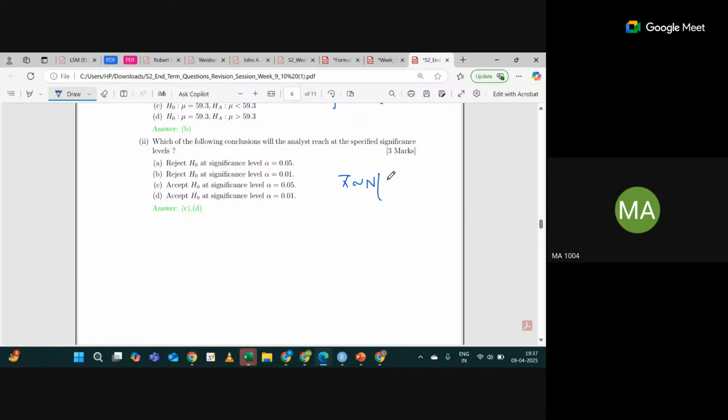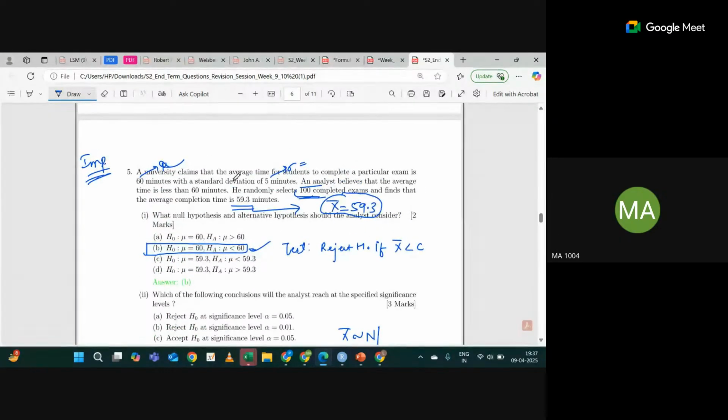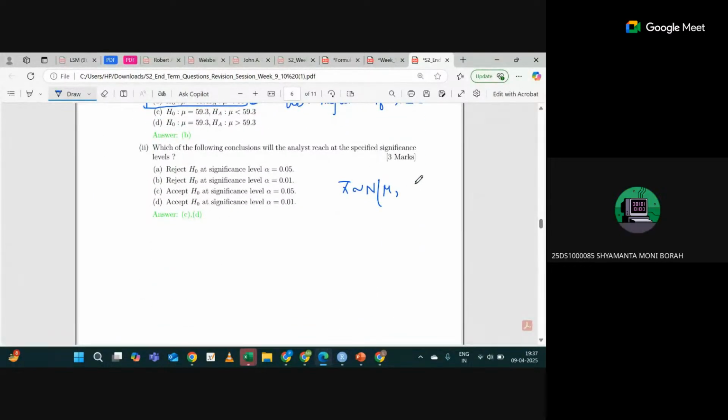X bar will be normal with mean mu, so this is normal with mu equal to 60 and variance sigma square by n, that is 25 divided by 100. N is 100, yes. Yeah, 25 by 100. And mu we have defined as 60.